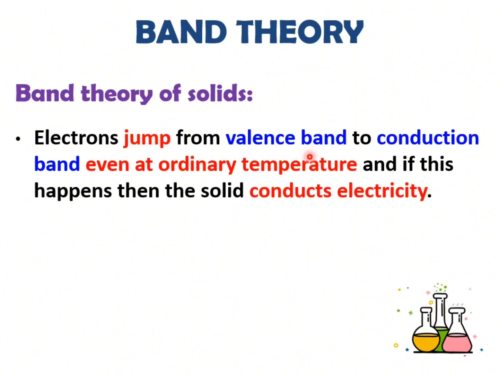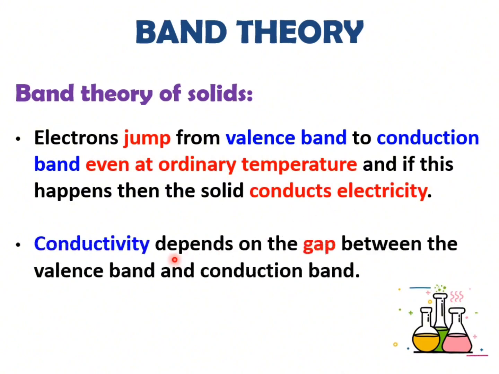Okay, so kalau 1 elektron tersebut boleh move kepada conduction band. Okay, dia akan jump kepada conduction band iaitu 3p tadi. So metal boleh conduct electricity. Okay, so conductivity of electricity actually depends on the gap between the valence band and conduction band. So I will explain to you based on the band structure after this.